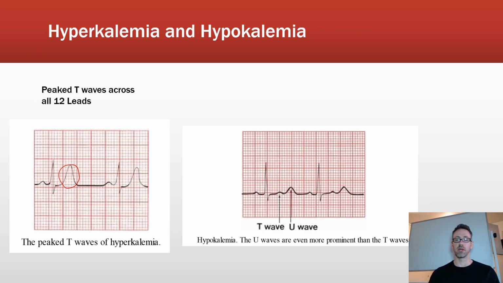With hypokalemia, usually you have the opposite. There's flattening of the T wave and the development of something they call a U wave, which is another type of repolarization abnormality. So U waves you would see in hypokalemia, and typically the U wave is larger than the T wave, which is usually the opposite. Usually the T wave is larger than the U wave.